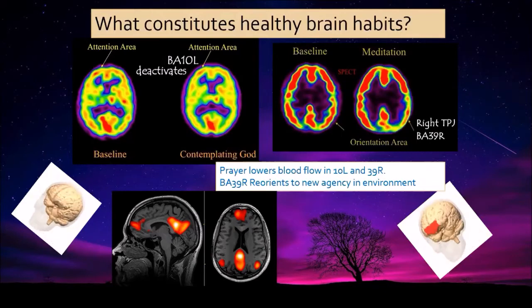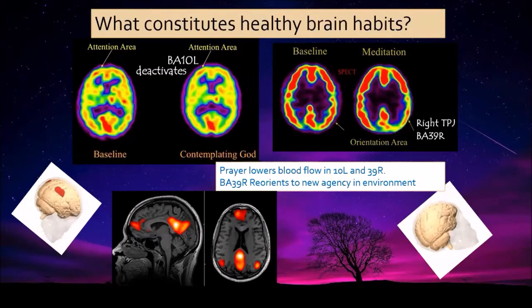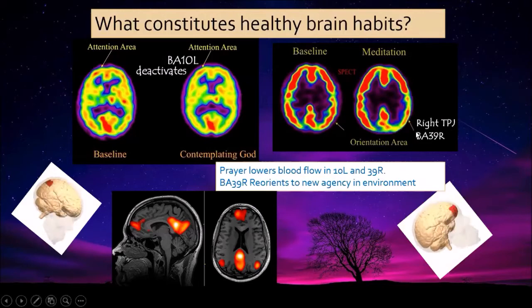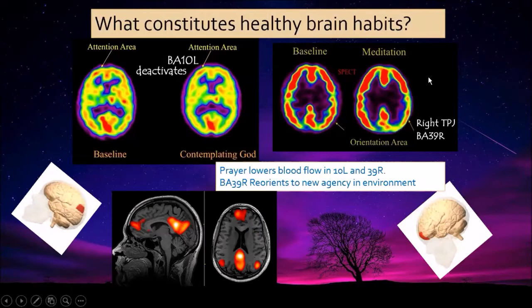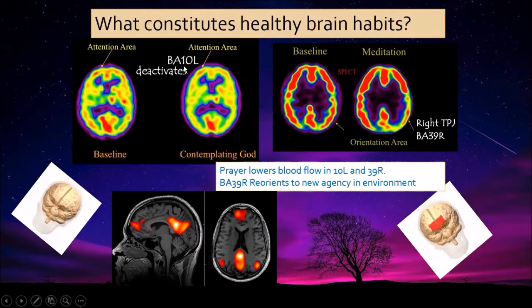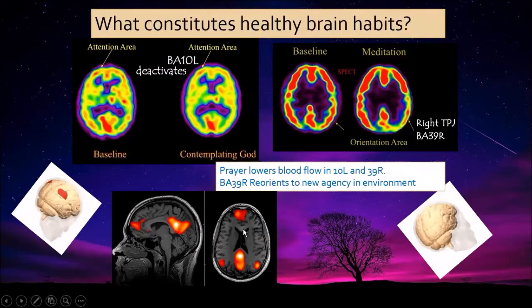Should we always have a deactivated 10L, Brodmann area 10 on the left side, because that's what you see when someone's contemplating God? Is that how we should always be? Or over here on the right, during meditation, we see a lack of blood flow going into the right temporoparietal junction, also called Brodmann area 39R. Should we have that? Ironically, that is included in the default network. 10L is not in the default network. The default network looks like this: it has a posterior part, an anterior part, and some wings and some temporal areas you can't see at the moment.